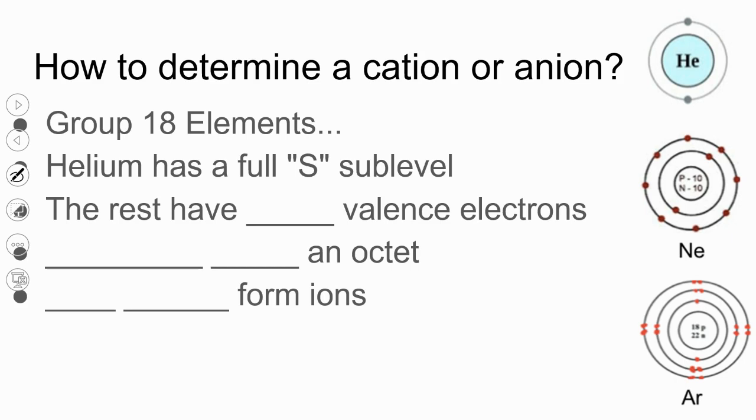Okay, this is the last group. Group 18 is the noble gases, those ones up there that are in light blue. So they all have how many valence electrons? 8. Good. They have 8 valence electrons. So they have achieved an octet. They already have an octet. They don't form ions.